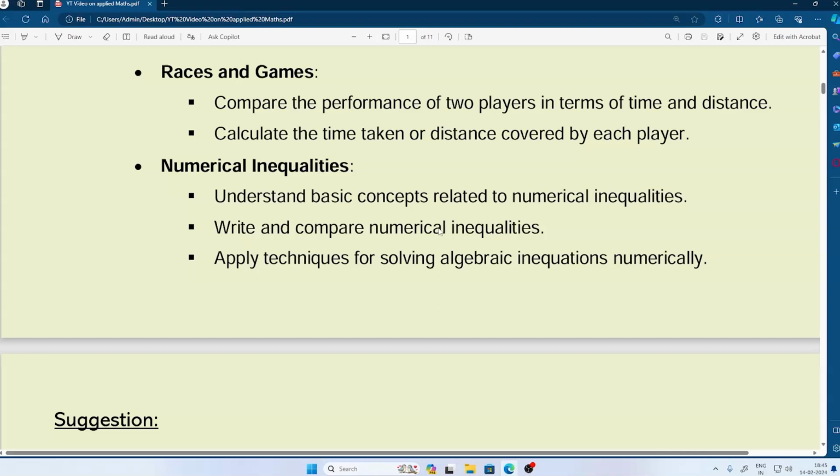Last year's board paper asked it, and I have seen in many papers made by several school teachers, applied mathematics teachers, they're asking questions on modulus. You must have revised that modulus part, so you must do it properly.